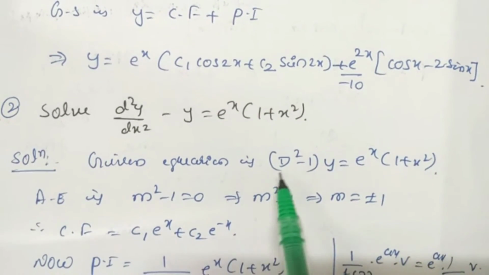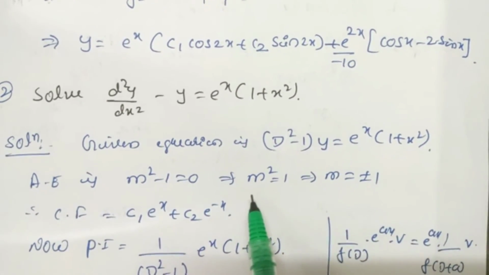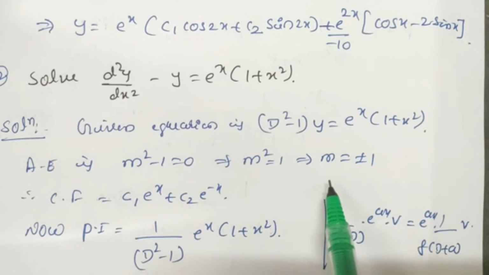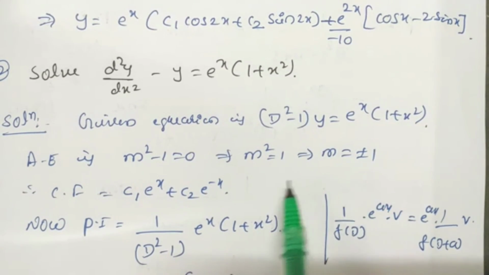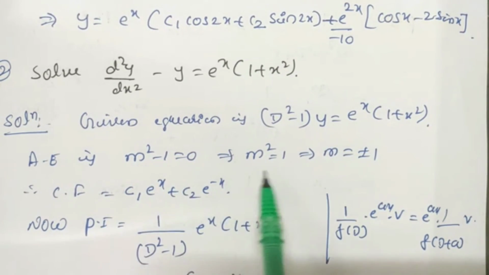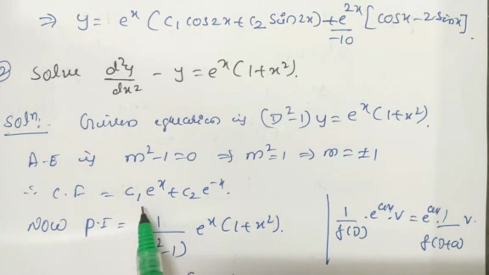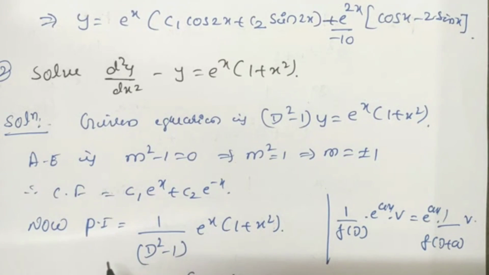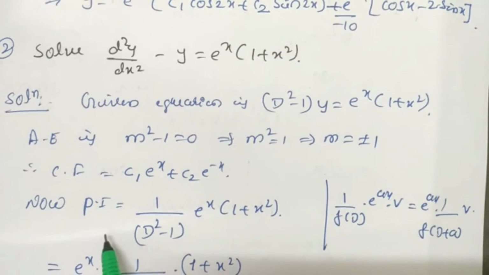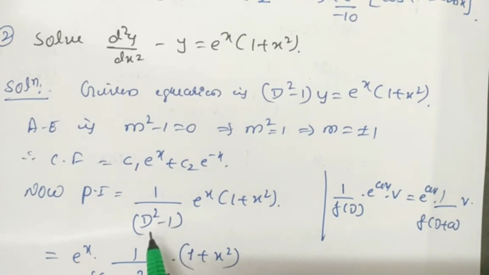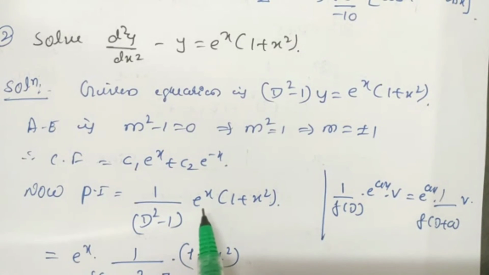Now the auxiliary equation is m square minus 1 is equal to 0. This implies m square is equal to 1, or m is equal to plus or minus 1. Now the complementary function: here the roots are real and distinct, so it is equal to c1 e raised to x plus c2 e raised to minus x. Now the particular integral is 1 divided by d square minus 1 of e raised to x into 1 plus x square.